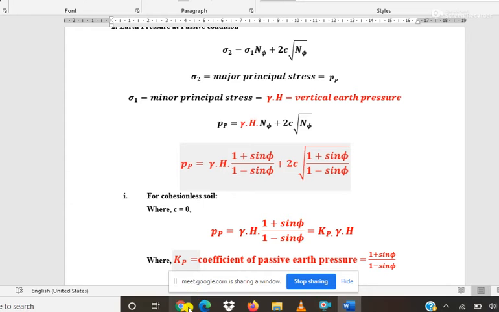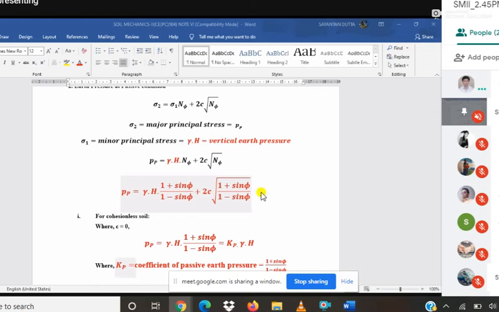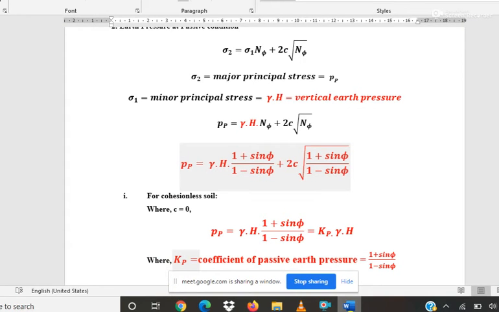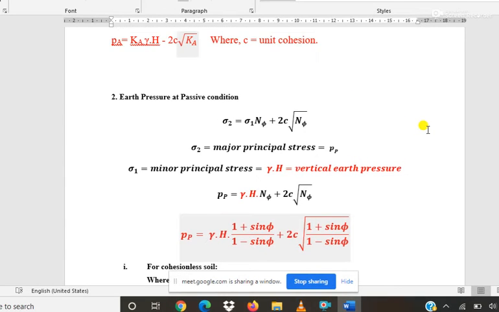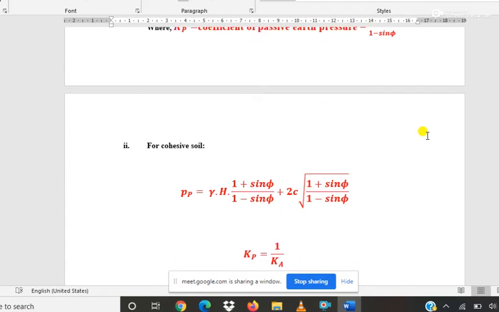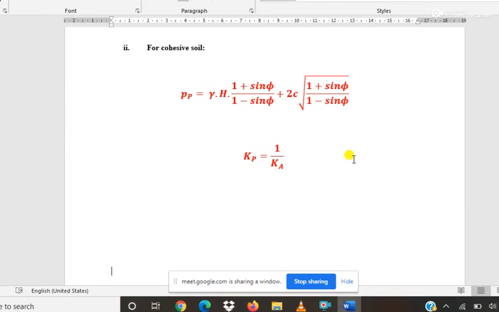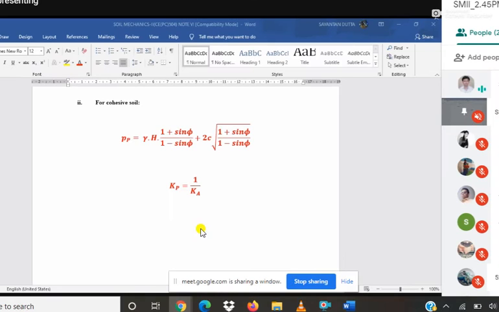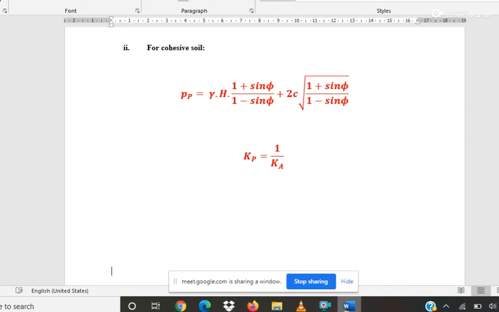Up to this, any problem, any confusion? If no, then we may proceed to the next part, that is earth pressure diagram.